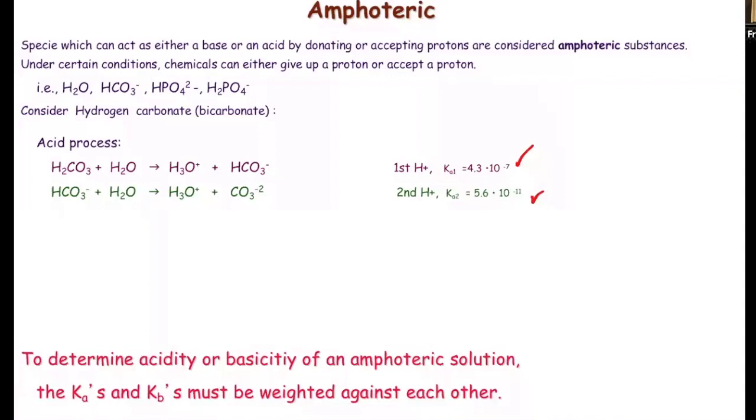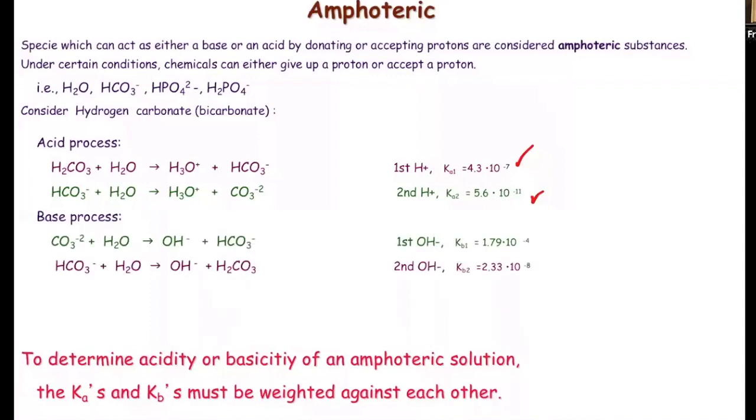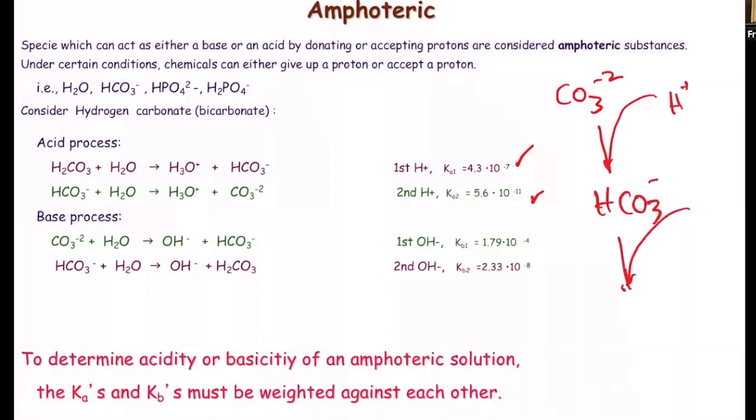So this is the acid process, when the chemical loses hydrogen. But now that chemical, let's say we have carbonate ion, can gain hydrogen from, say, water, because remember, water can donate, and you get bicarbonate, and then it can gain another hydrogen and you can get carbonic acid. So all of these are equilibria. This will go in the forward direction, but this now can go in the reverse direction, the direction in which it produces hydroxide.